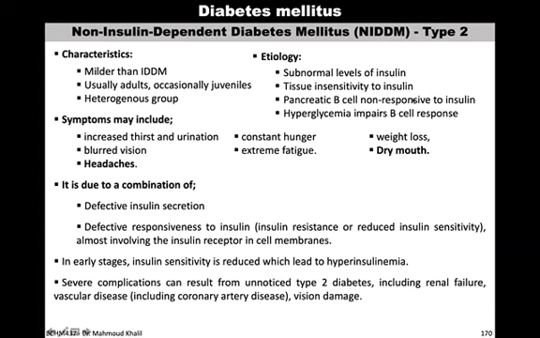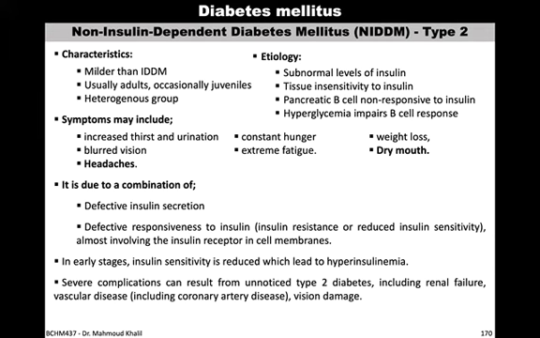So what about type 2 diabetes? Actually, type 2 is non-insulin dependent, and it's milder, of course, than type 1, and usually occurs in adults, occasionally in juveniles, and it is a heterogeneous group. For etiology, there is a subnormal level of insulin, tissue insensitivity to insulin, and the pancreatic beta cells are non-responsive as well, and there is hyperglycemia, which impairs or affects the beta cell response. The symptoms look the same as type 1, with the addition of dry mouth and headache.